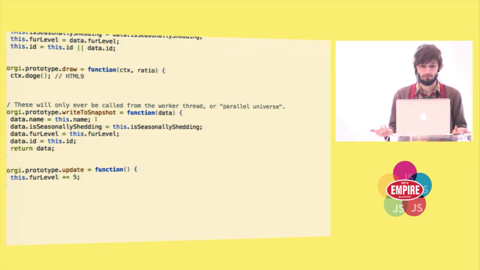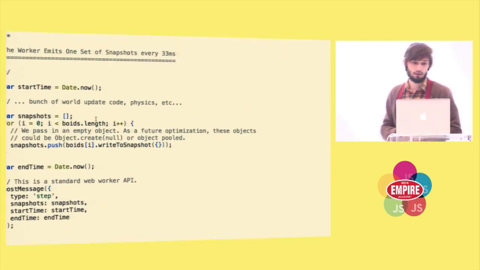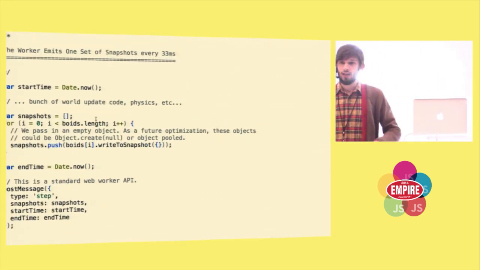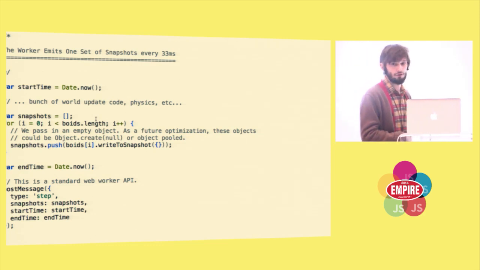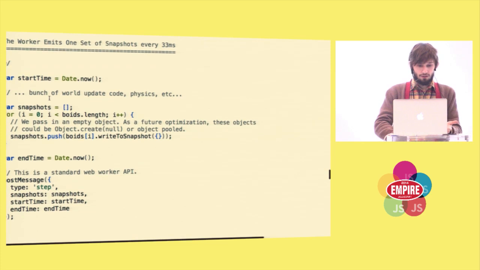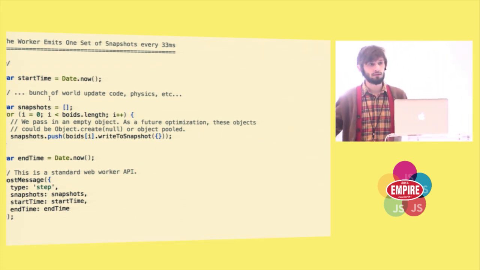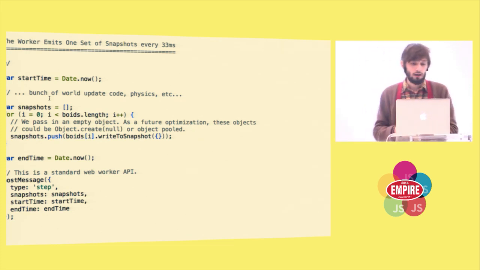I can't handle the shedding because I vacuum all the time, and there's just always more hair. So fur level just always keeps updating, and new snapshots of fur just keep flying out, basically. And this is what that looks like. The worker is going to emit these snapshots every 33 milliseconds. It's going to update the whole world and then say, all right, every single thing in the world, write a snapshot, and send one big message full of these snapshots out.